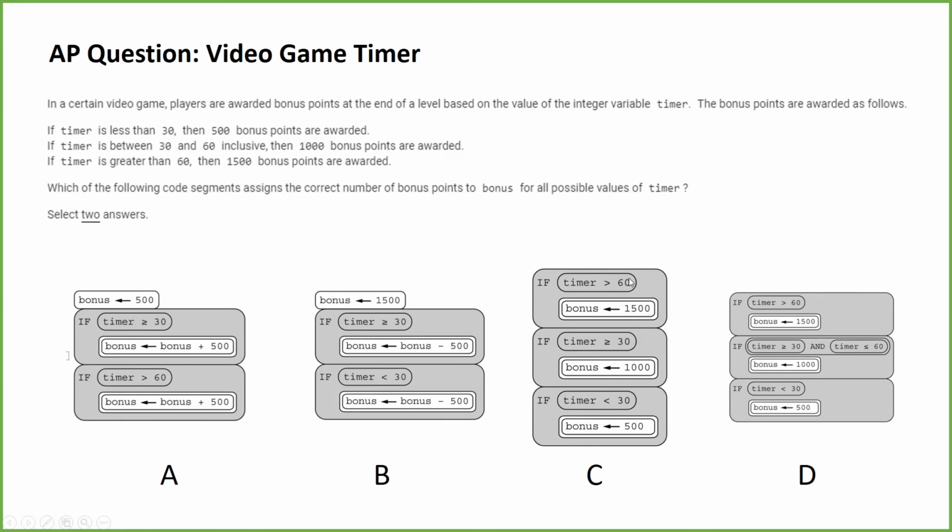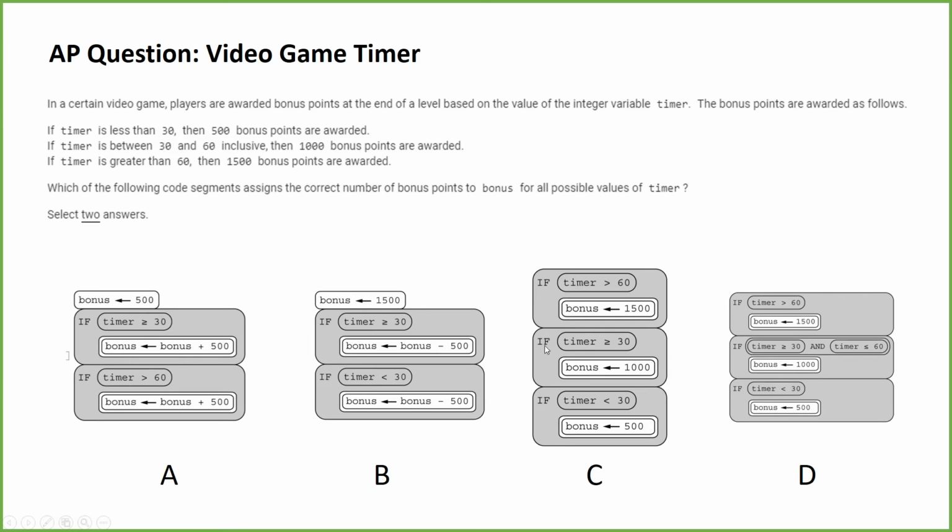Here, if timer is greater than 60, do this, right? This one. Next condition: if timer is greater than 30, bonus would be 1000. Well, again, let's say the timer is 80, this is true. Bonus is set to 1500.